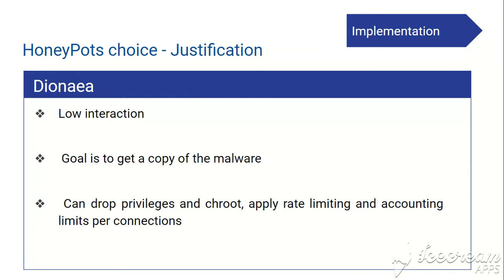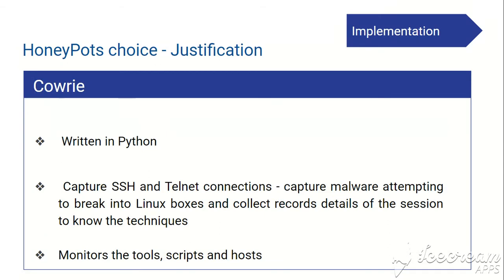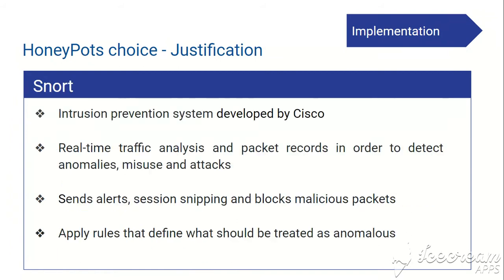Dionaea is a low interaction honeypot, so it doesn't really talk to the attacker, but it can copy the malware that they try to attack with. And Cowrie can capture the SSH connections. It's most used for brute force attacks, to know the technology, the tools, and the scripts that they use to break into the system.